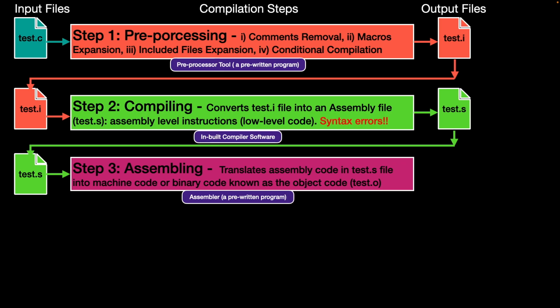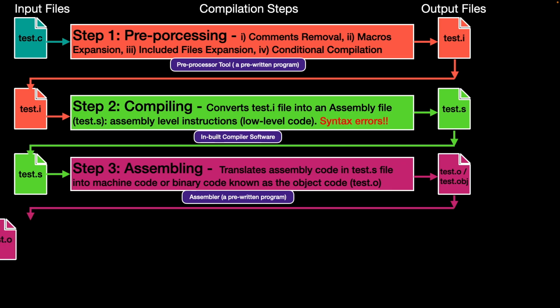and then the third step, which is assembling, in which we have another pre-written program, the assembler, which translates the assembly code that has been generated in the previous stage, which is the test.s file, into machine code or binary code known as object code. So it translates and generates the test.o file. So test.o is in Linux operating system, and test.obj in Windows operating system.